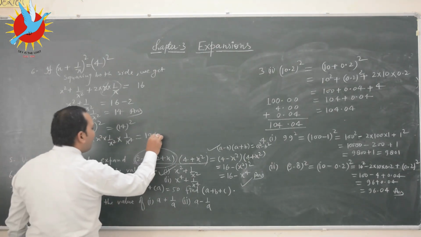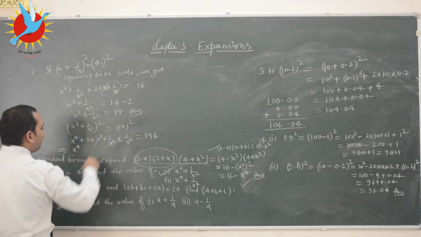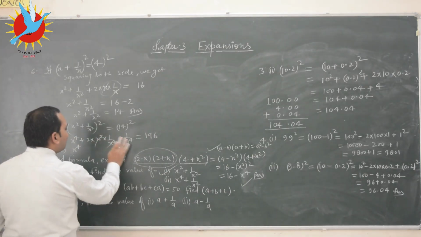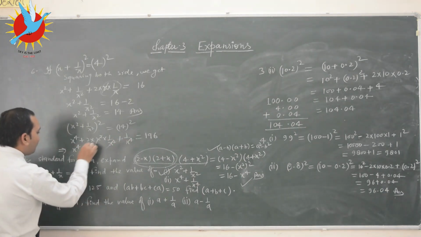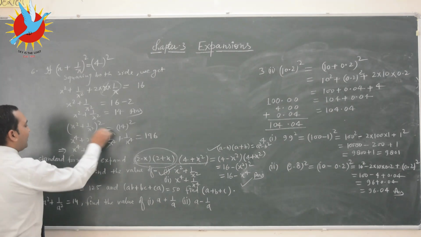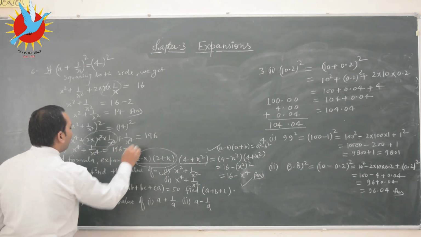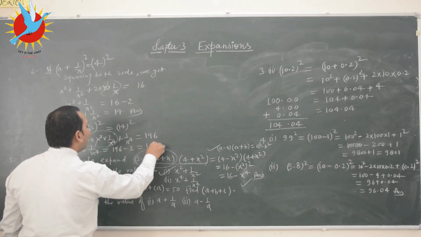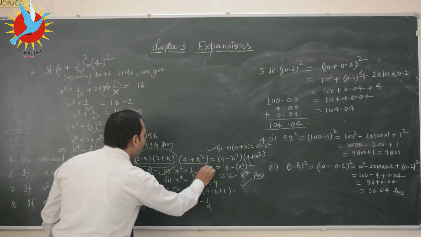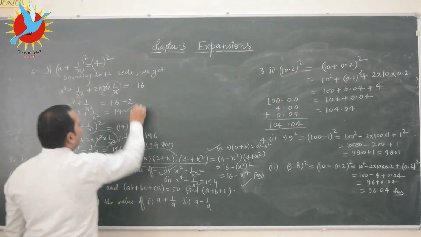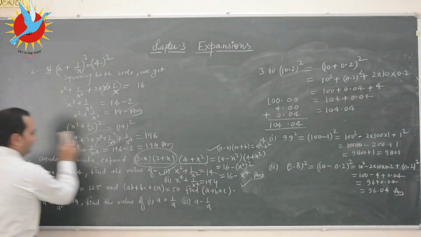14 square is 196. And once again, x raised to the power 4 plus 2 plus 1 upon x raised to the power 4, and here plus 2, when we transpose, 196 minus 2, it will be 194. So the value of this is 194, and the value of x square plus 1 upon x square is 14.